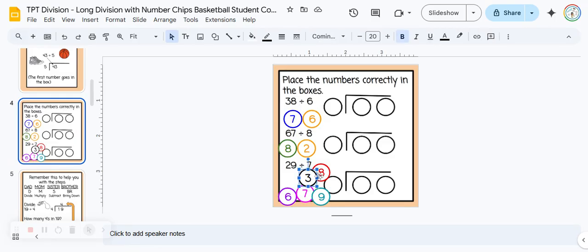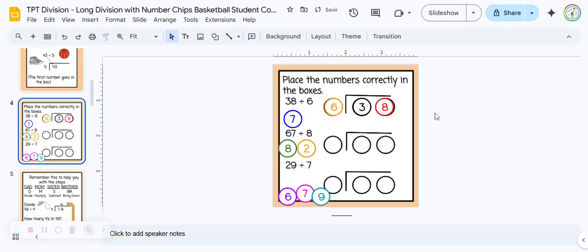So they're going to click and hold on the edge of the 3. The 38, that first number, is the dividend, goes inside the box. 6 is the divisor, goes outside the box. And they're going to do that with all 3 problems. Now every slide has every number the students need. So as these problems become more difficult and they get to the end of a slide and the numbers aren't working, they know they've made an error somewhere and they need to go back and check. So in that way it's self-checking.